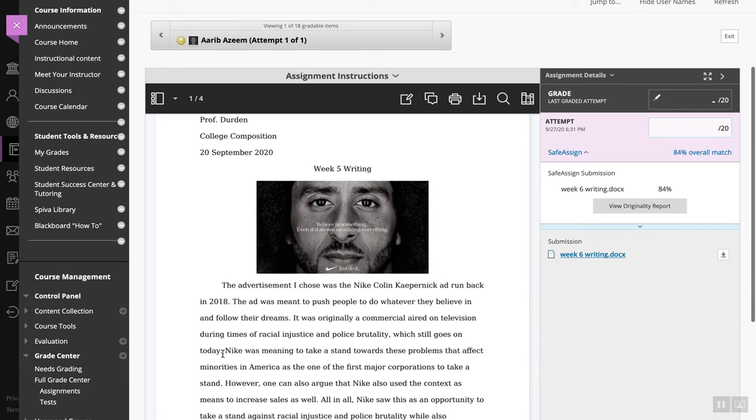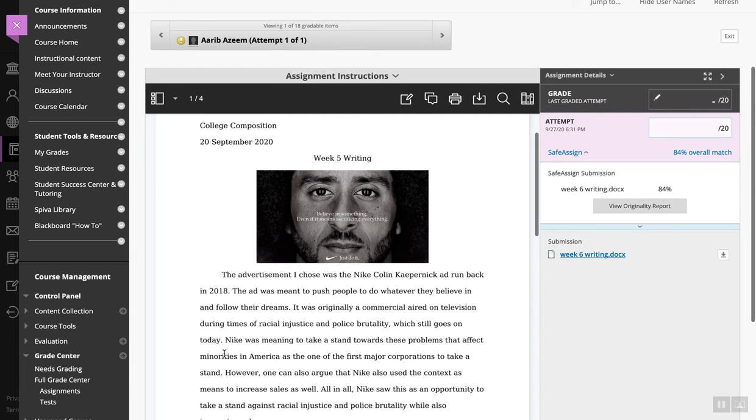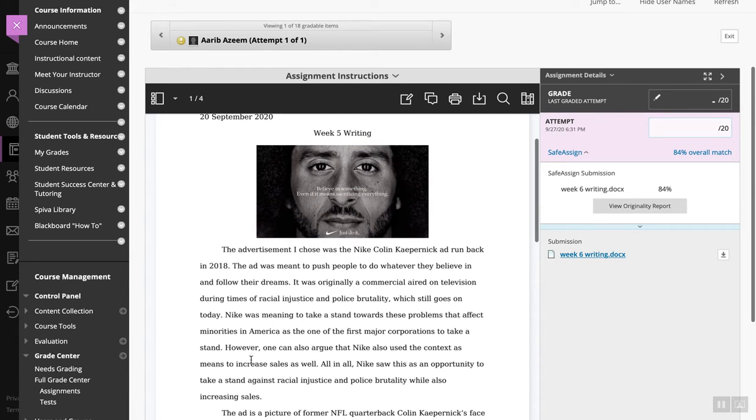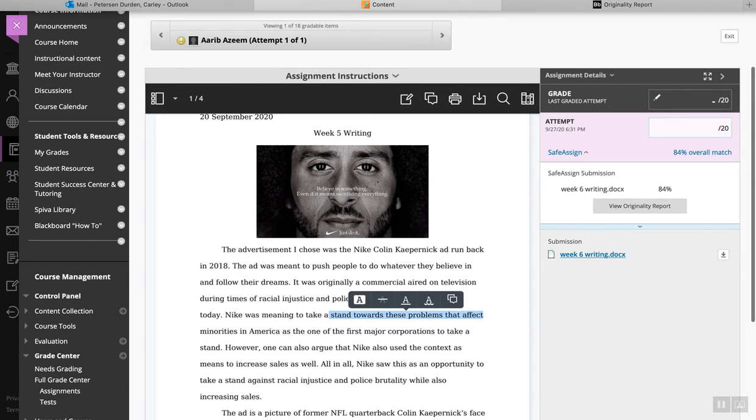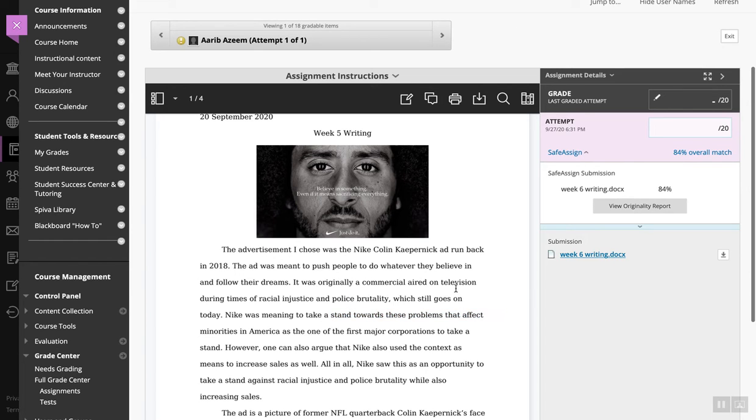So this is a good place to take a stand, because this is really what the ad is about. Primarily, the ad is tapping into the... Excuse me, I sneezed. I'm sorry. The ad is tapping into the Black Lives Matter movement. That's really what this ad is about.